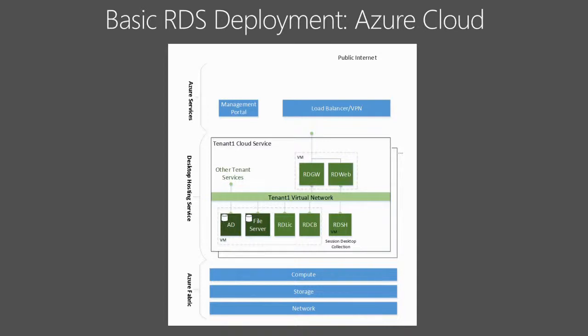The minimum we recommend is 3. So we'll have 1 VM that houses both the gateway and the RD web components. We'll have another VM that houses Active Directory, the file server, the licensing server, and the broker, and a third VM that has our session host server. Now, of course, if you're going to deploy something for a larger user base than, say, 15 users, then you would want to start breaking these components out into separate VMs. Okay?